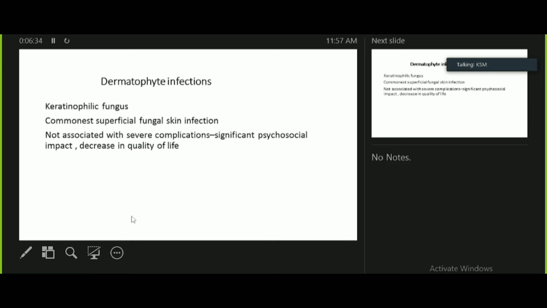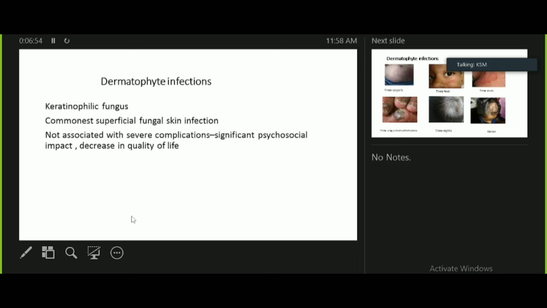Okay, so next I thought of moving on to dermatophyte infections. During the last 3 months, I went through my clinic records and I found that 9.5% of my new patients are having some sort of dermatophyte infection. So this 9.5%, out of all my patients, that is a very high percentage, and this is becoming commoner. So we should know how to treat dermatophyte infections well.